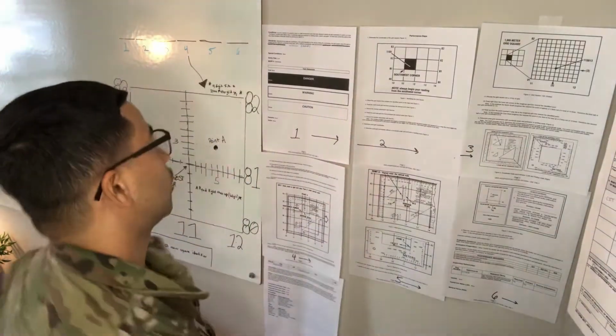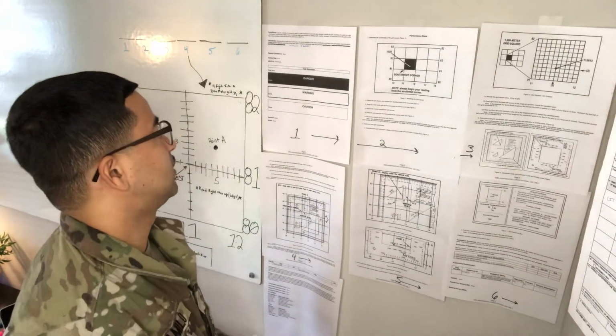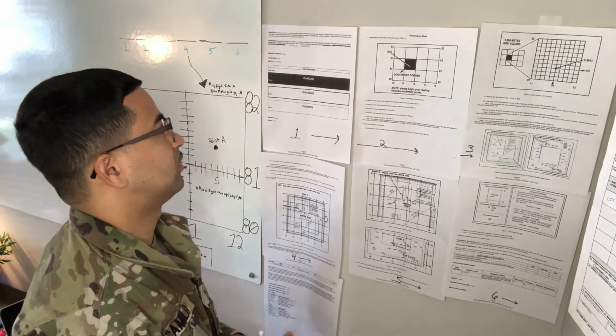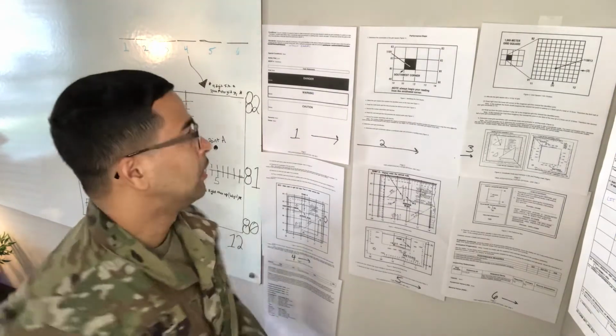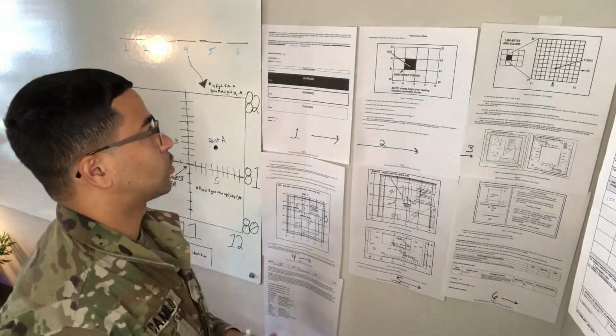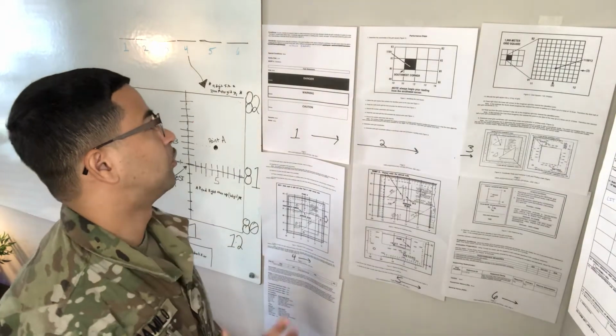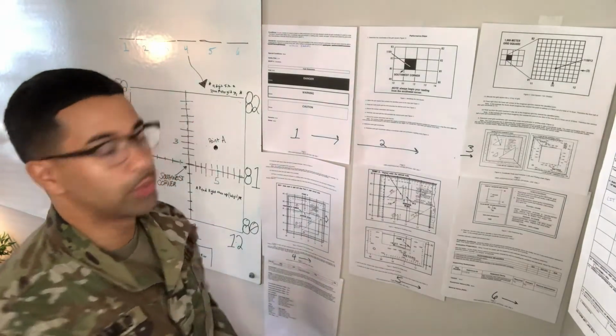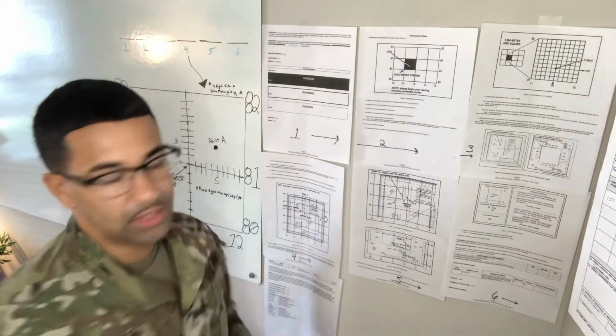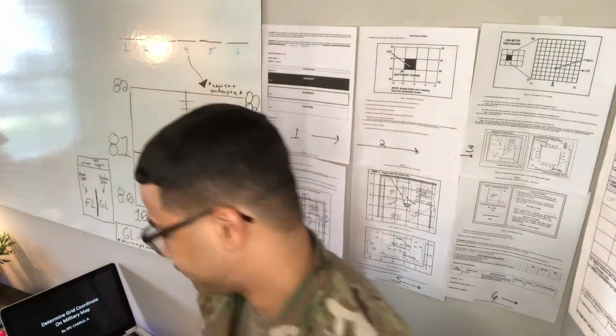All right. So for the standard, determine the 6-digit grid coordinates of the point identified on the map by finding the coordinates of the grid square where the point is located and the 4-digit grid coordinates of the point with and without a protractor, right?